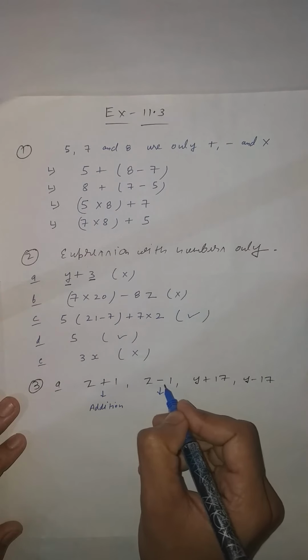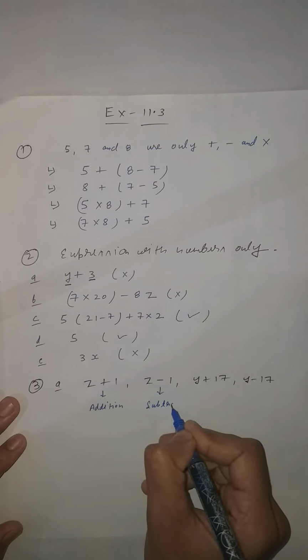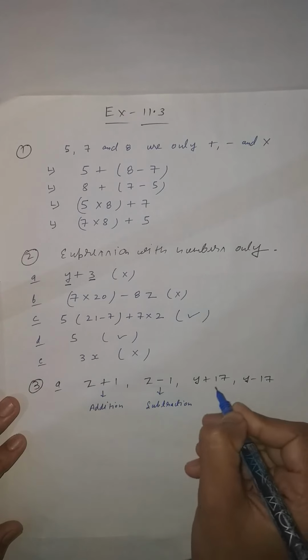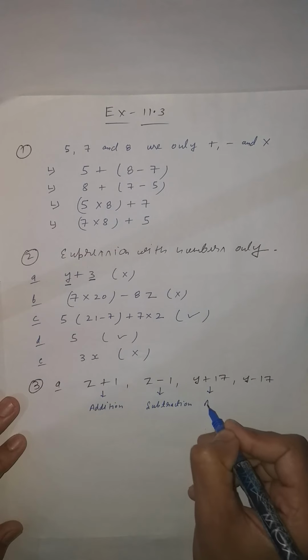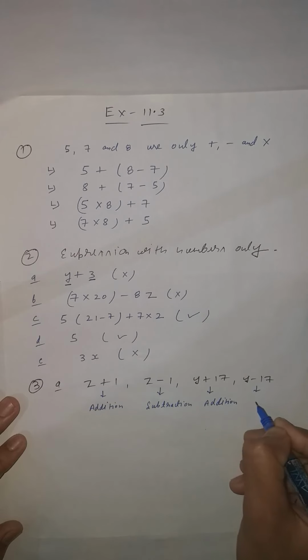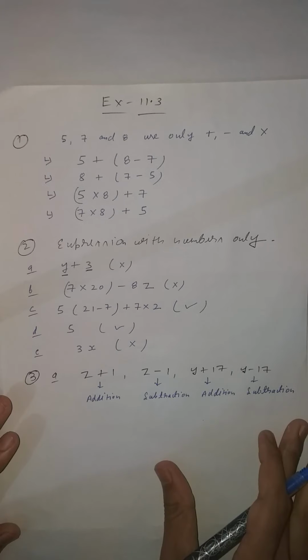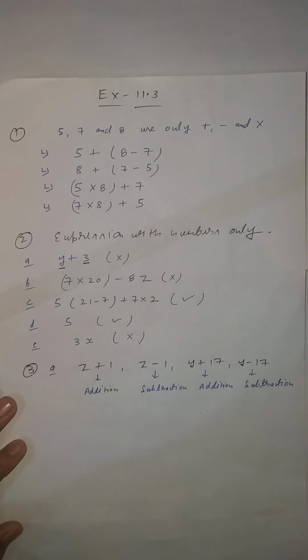Clear? Now come to this point. Z and 1 there is a sign of subtraction. So you are using subtraction. Again here is plus, you are using addition. Again subtraction, that means you are using subtraction. You only have to write down what sign you are using. Clear? Now check another question.